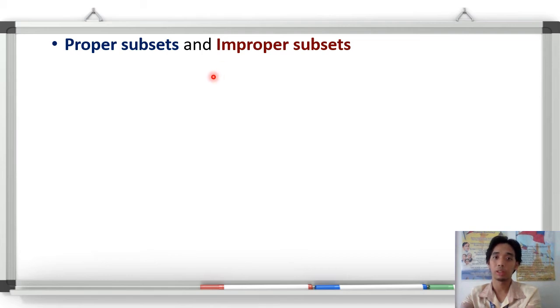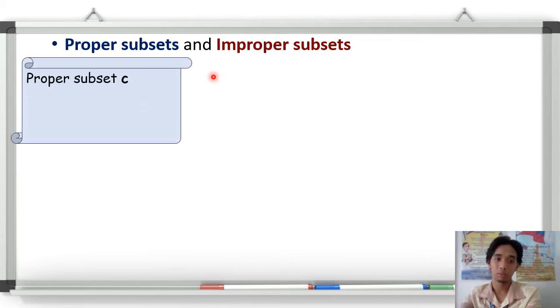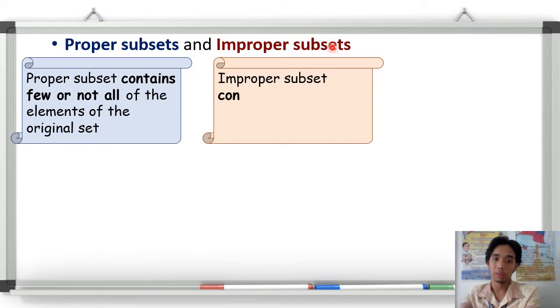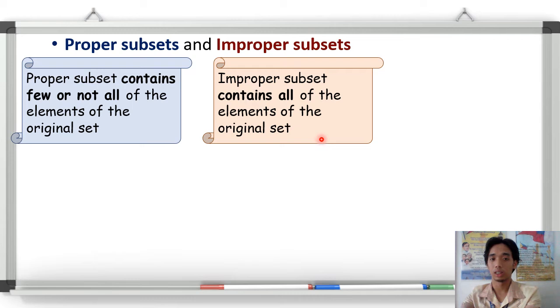Now, proper and improper subset. Let's begin with the definition. Proper subset means a subset that contains few or not all of the elements of the original set. Meaning, subset siya na hindi niya contain lahat nung elements nung original. An improper subset contains all of the elements of the original set. So meaning it contains all the elements of the original set.